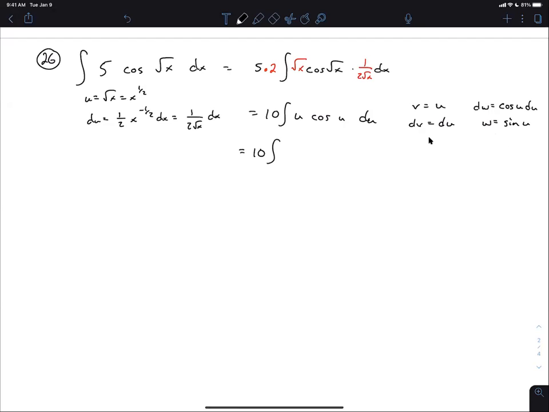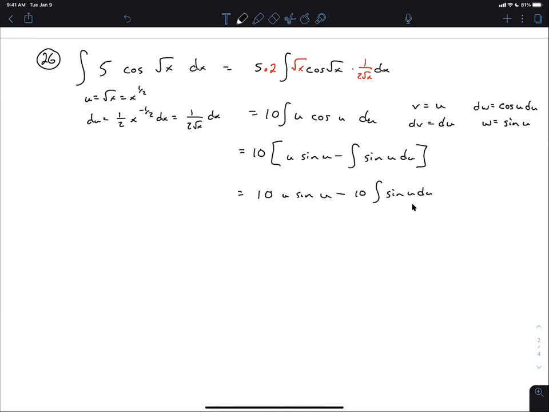So no integral, 10 times bracket vw, so u sine u, minus w dv, so the integral of sine u du. We take a step to distribute the 10. And that's really important when problems get more complicated at this stage. This one's complicated at the beginning, but not bad here.